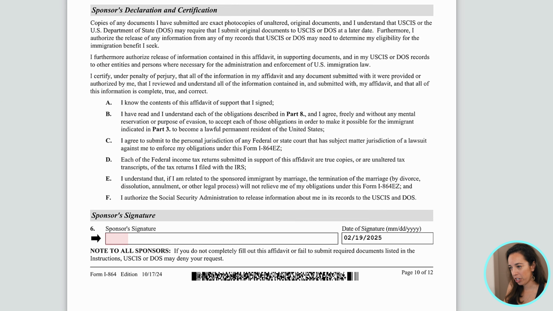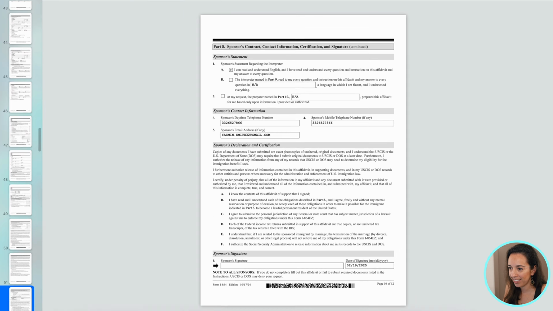At the bottom of page 10, it asked for my signature, i.e. the U.S. petitioner. So once again, remember to print out this form and fill out the signature by hand, as USCIS does not accept typed signatures. And if you haven't signed this form, they will reject your application. Then, next to the signature, I wrote today's date.